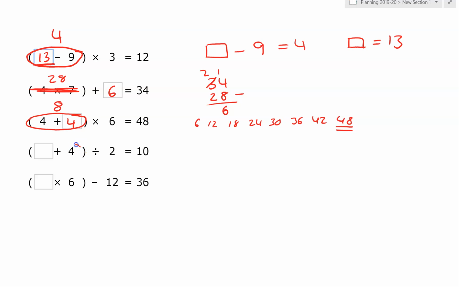Right, next one. Something divided by 2 is 10. So that must have been 20, because 20 divided by 2 is 10. So now I've got to think of something plus 4 is 20. That's got to have been 16. So 16 plus 4 is 20, and 20 divided by 2 is 10.